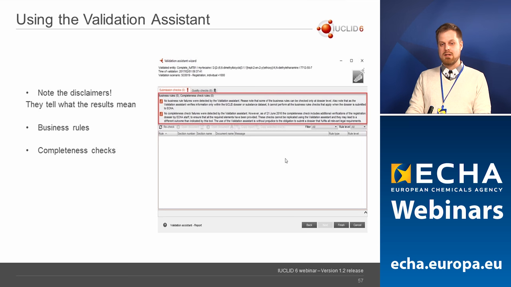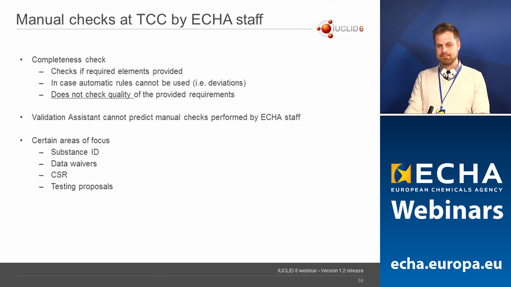As per the completeness check, please note that as of 21st of June 2016, additional manual checks are performed at the technical completeness check step by ECHA staff. These manual verification checks at the technical completeness check level check if the required elements are provided in your dossier. They are only used in case automatic rules cannot be implemented, like for example if you have some sort of deviation in your dossier. They do not check the quality of the provided requirements, however. Validation assistant cannot predict them because they are performed manually by ECHA staff. They focus on certain areas of your submission: substance identification, data waivers, chemical safety report, and testing proposals.